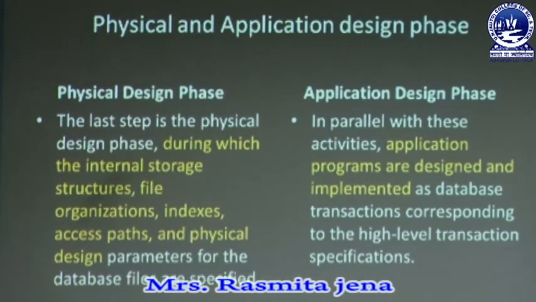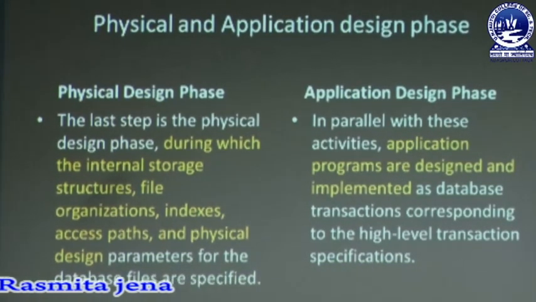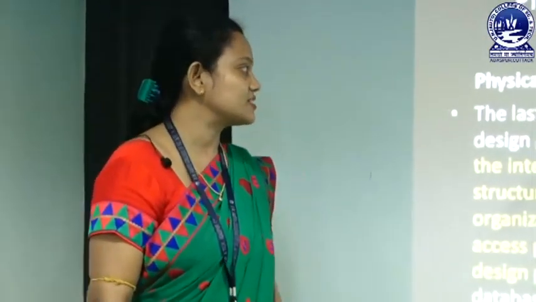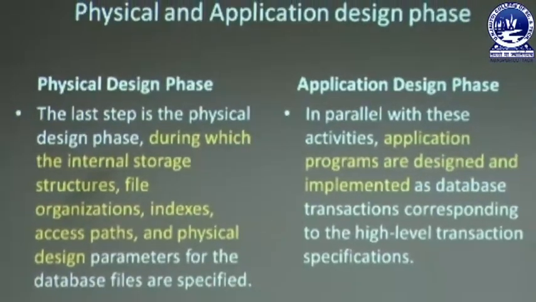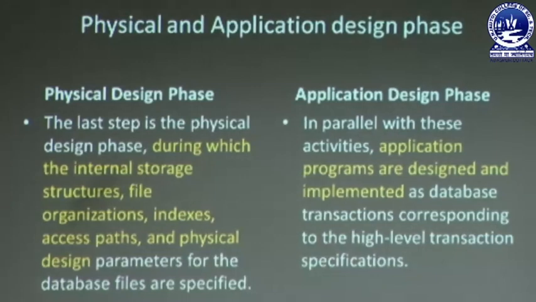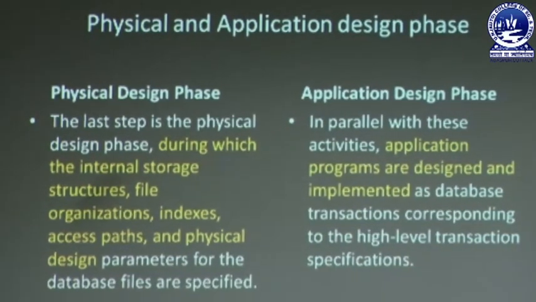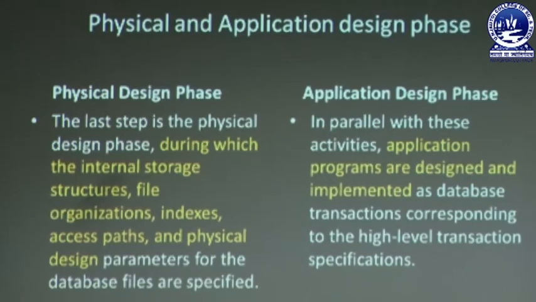Physical and application design. Physical design is the last step of the conceptual data model for designing a database. In the physical design phase, the internal storage structure, file organization, indexes, access paths and physical design parameters for the database files are specified. That means, in this physical design phase, the file organization method, that is, whether the file will be organized in a sequential or random method, the internal storage structure of the file, then indexes and access paths, and the physical design parameters are specified.